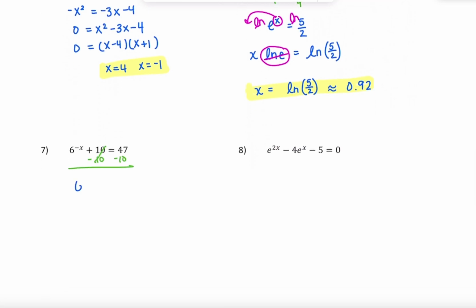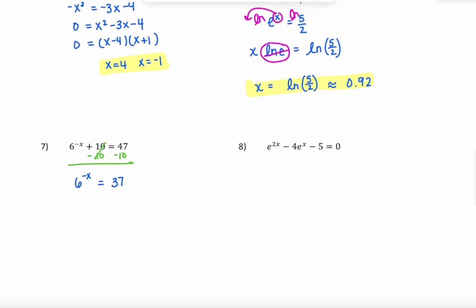And then we would have 6 to the negative x equals 37. And again, I can't match bases. It's not easy to. And so we're going to take the log of both sides. Okay, so you could take regular log of both sides, or you could take log base 6 of both sides. Entirely up to you. All right, so I'm gonna take log base 6 of both sides to match the base of the exponential.